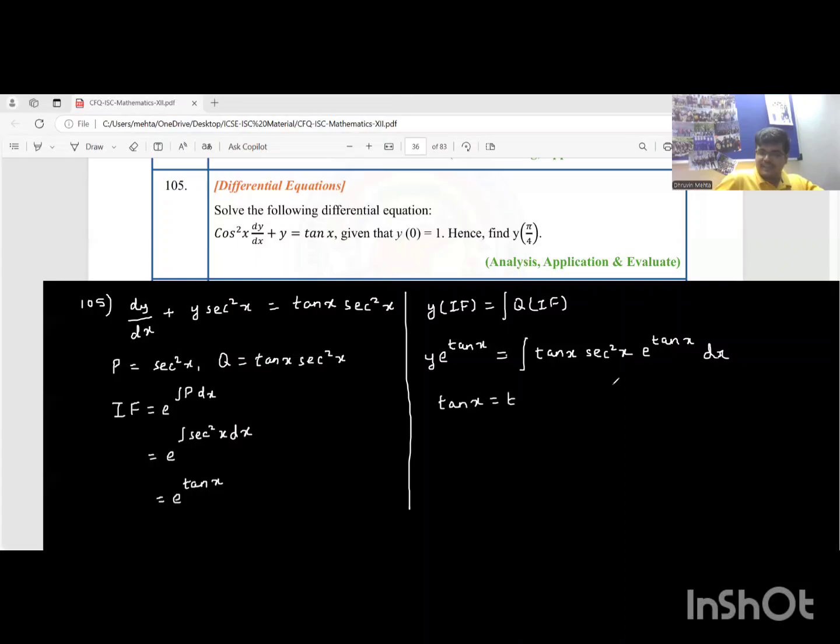On the right hand side, when you take tan x as t and you differentiate, you'll get sec square x dx is dt. So this part will become integration t e raised to t dt, because sec square x dx will become dt. So here, students, we have integration t e raised to t, which can be solved with the UV rule, integration by parts. You complete that, students, and you substitute t at the end. You'll get the answer. I hope you already know how to solve this part. For y of pi by 4, it means you have to substitute x is pi by 4 at the end and find c. I'm sure you can manage this.